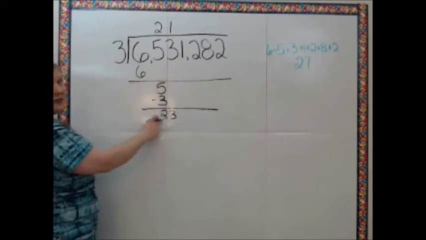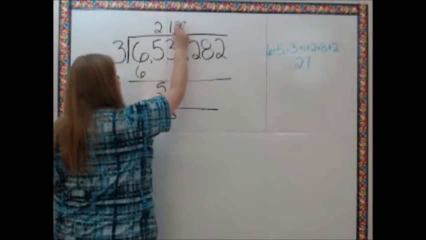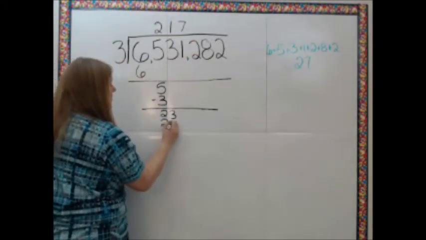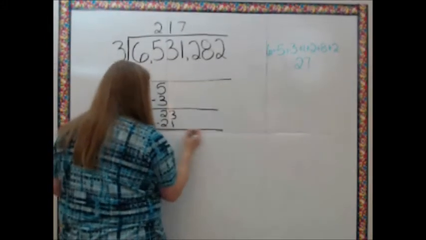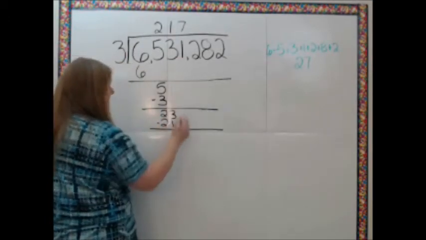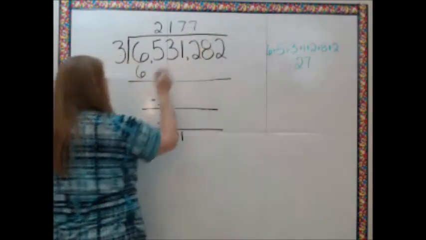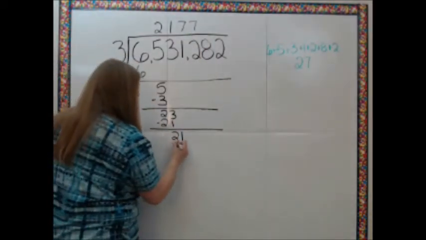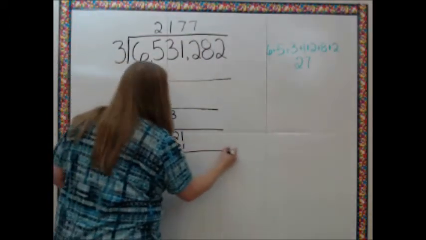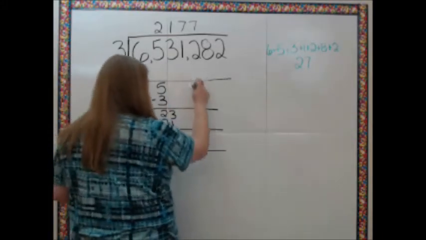3 goes into 23 7 times. 7 times 3 is 21. Subtract, you get 2. Bring down the 1. 3 goes into 21 7 times. 7 times 3 is 21. Subtract, you get 0. So just bring down the 2.